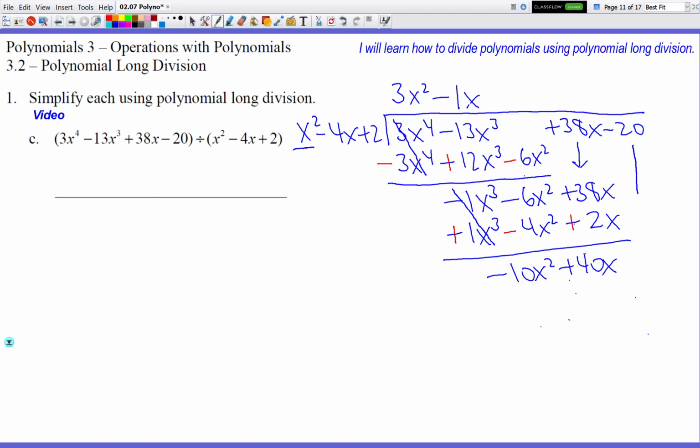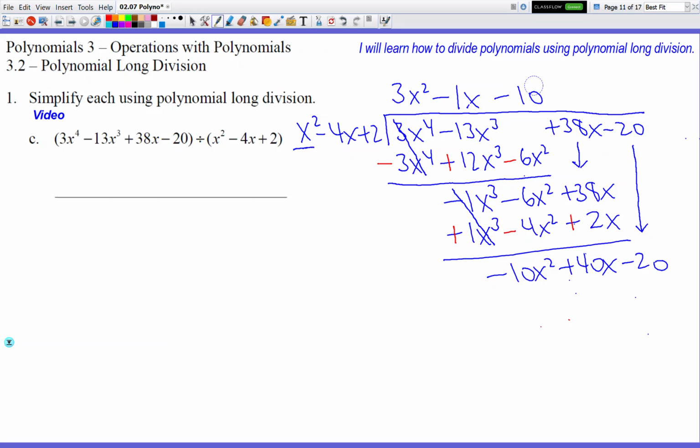So let's start round 3, our final round. Let's drop my last number, negative 20. And my new target is negative 10x squared. So let's see, what do I got to go out and buy? I got to buy a negative. I got to get a 10. And my target has 2 x's, and I currently have 2 x's. So I don't need any more, right? All I needed was a negative 10.